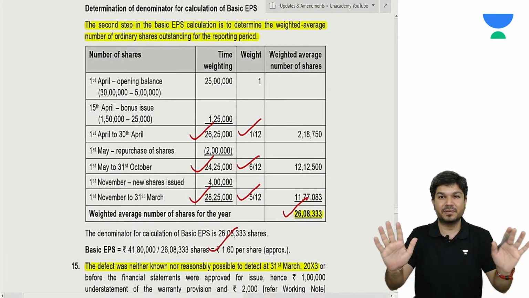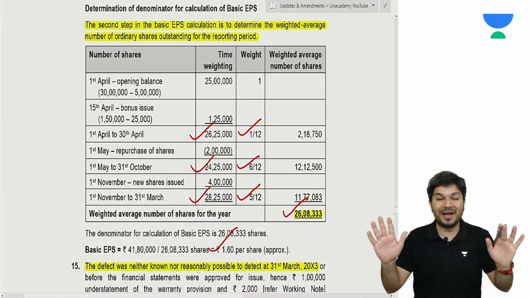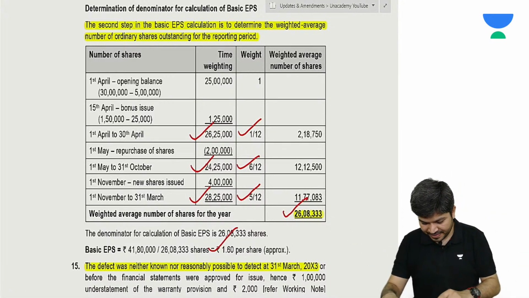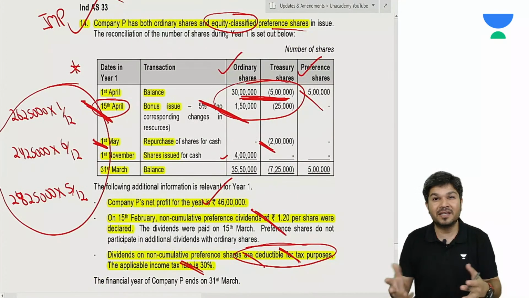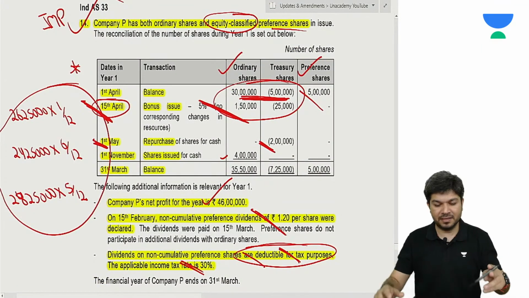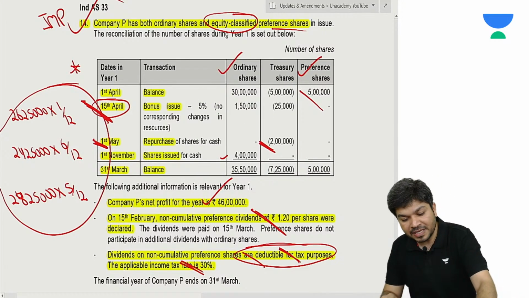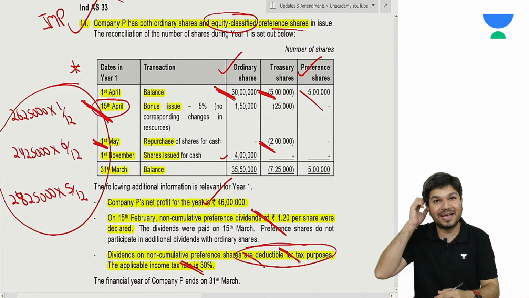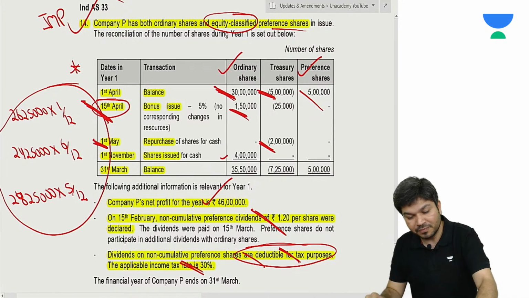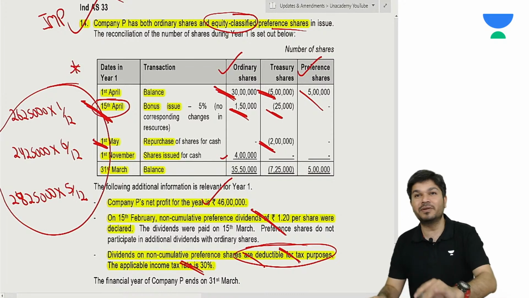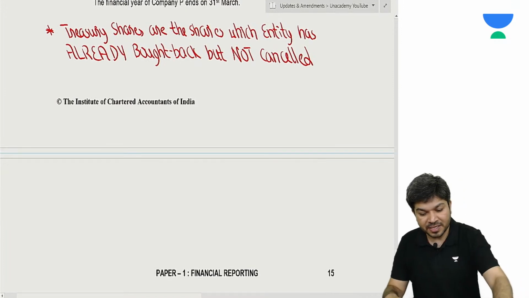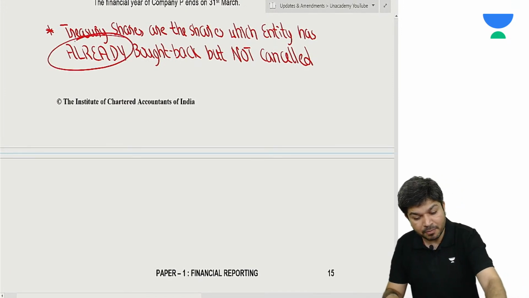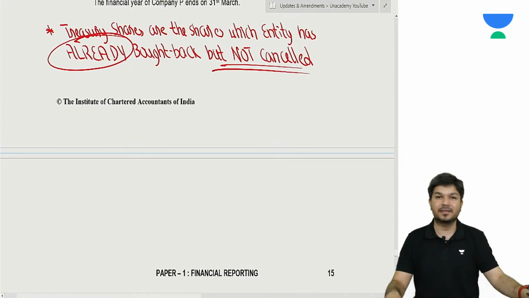That's the sum. The sum is over. We just had to find basic EPS. The only point was, sir, what were these treasury shares? They are shown as negative, so they are already bought back. Don't think we have 30 lakh shares. We have 30 minus 5, so 25 lakh shares. Don't think we are coming out with 150 bonus. It's 150 minus 25, 125 bonus. The treasury shares are the shares which the entity has already bought back but not cancelled.